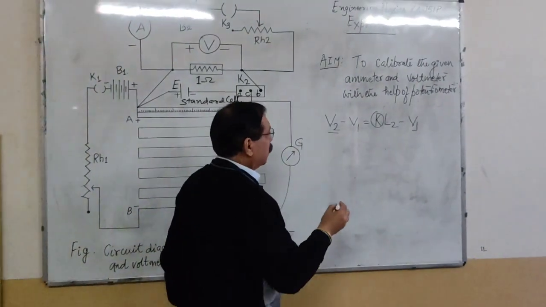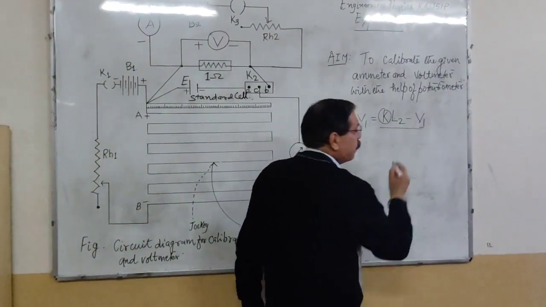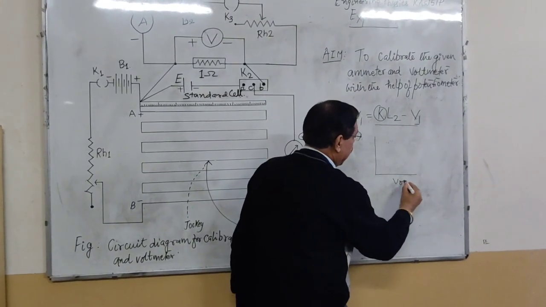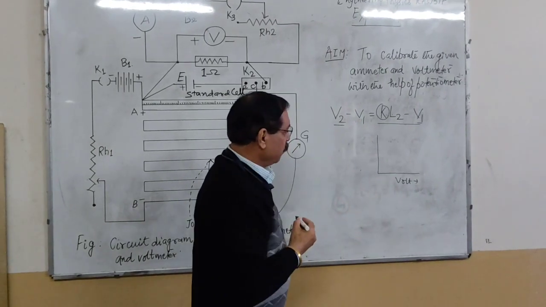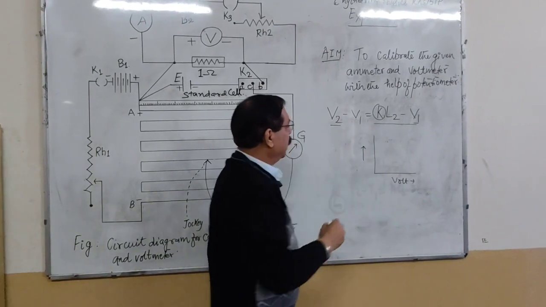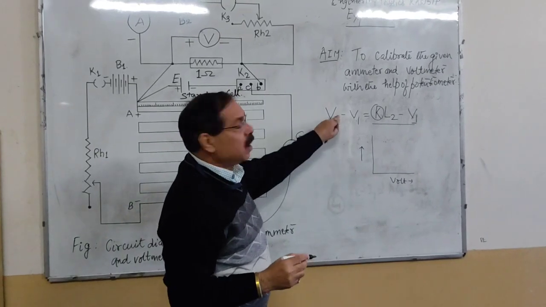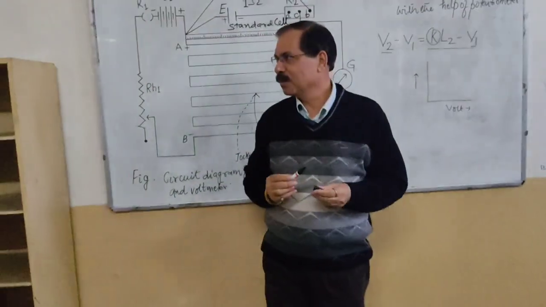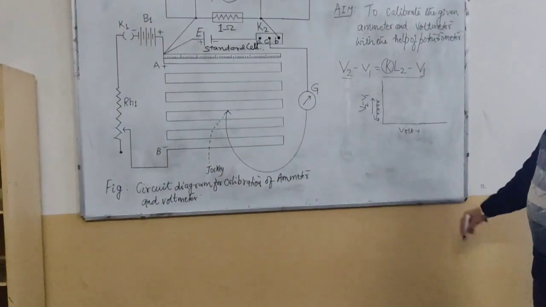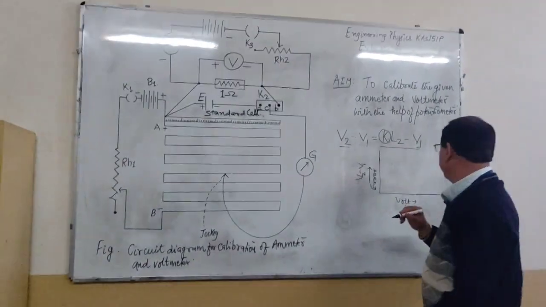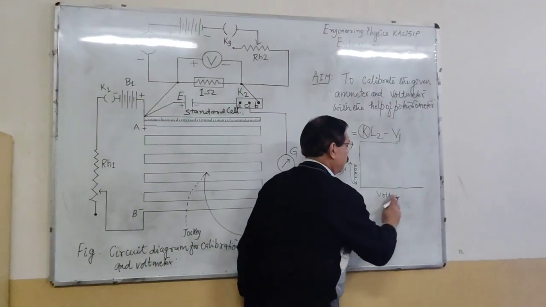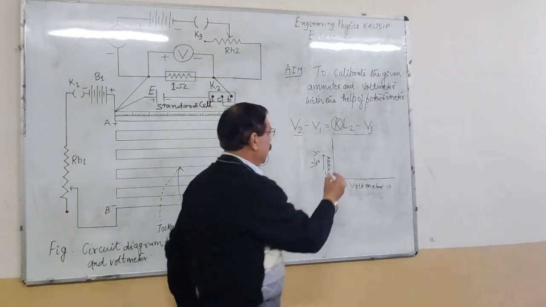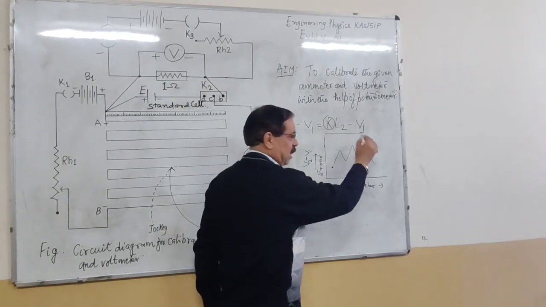Okay, and knowing this difference, we plot a graph between the voltmeter reading, in x-axis we will write the voltmeter reading, and along y-axis we use the difference. Yes, and we plot a graph between the voltmeter reading along x-axis, and error along y-axis. You will get a zigzag graph.